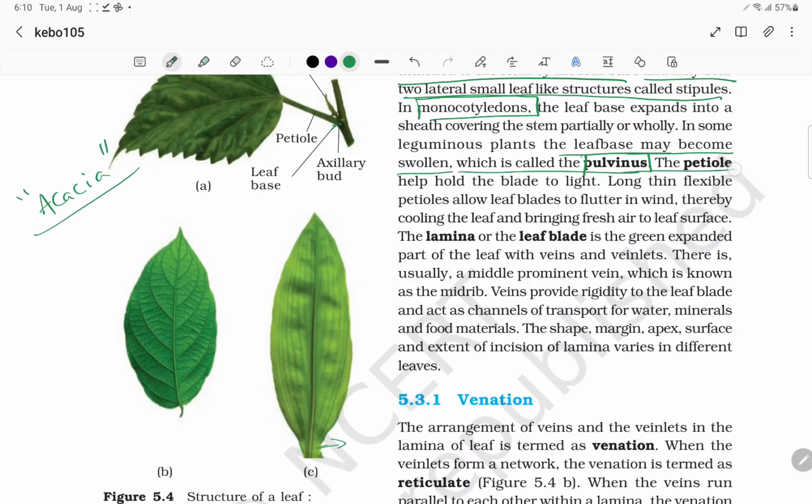The petiole helps hold the blade to the light. Long, thin, flexible petioles allow leaf blades to flutter in the wind, thereby cooling the leaf and bringing fresh air to the leaf surface. The lamina or the leaf blade is the green expanded part of the leaf with veins and veinlets. There is usually a prominent mid vein which is known as the midrib. Whatever you are seeing here is the midrib.